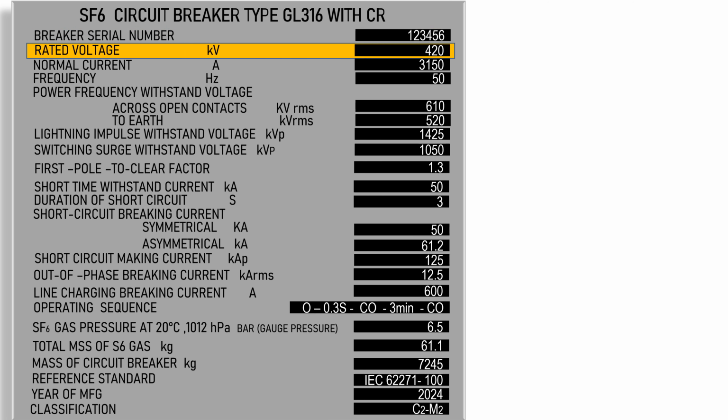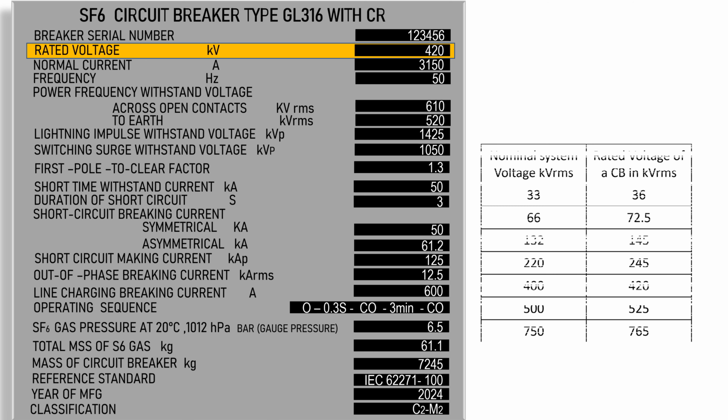Rated voltage. The rated voltage of a circuit breaker is the highest system voltage, beyond the rated nominal voltage, at which the circuit breaker is intended to perform its duty. The rated voltage is expressed in kilovolt RMS and is referred to phase voltage for a three-phase circuit.